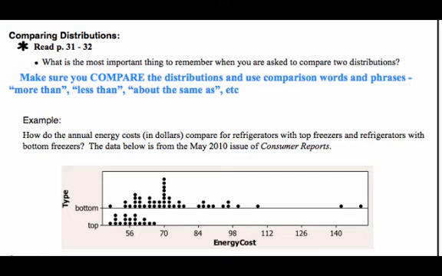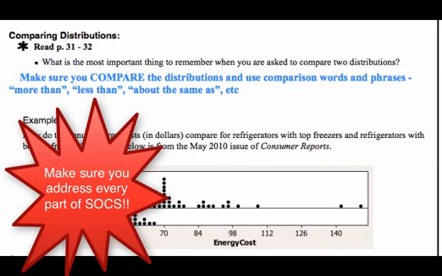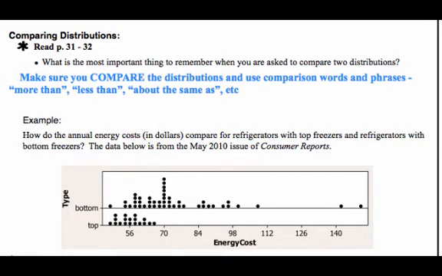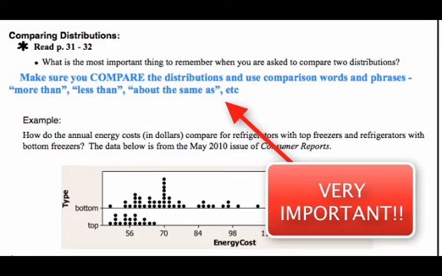Okay, big AP tip here. There are two common errors that students make when comparing distributions. They forget to address all four characteristics of the distribution, so think SOCS. They don't explicitly compare each characteristic. You need to compare using words like greater than, less than, and about the same as.